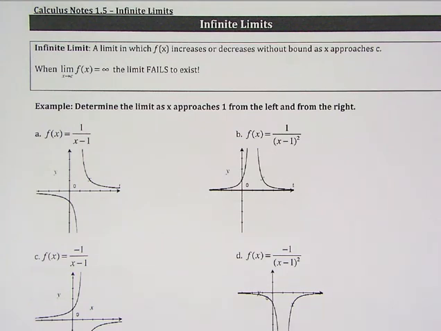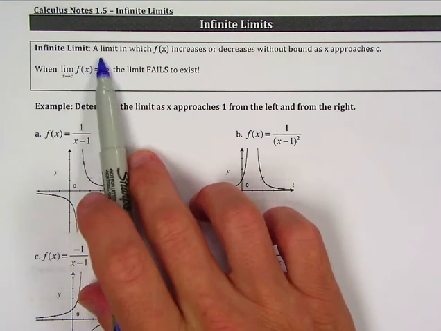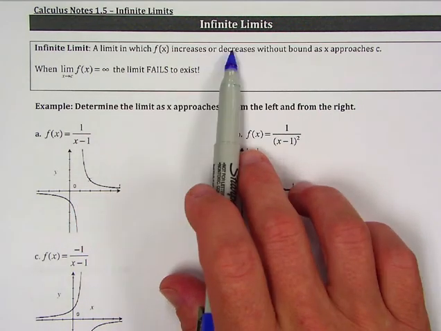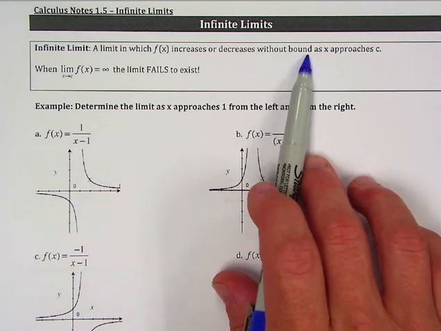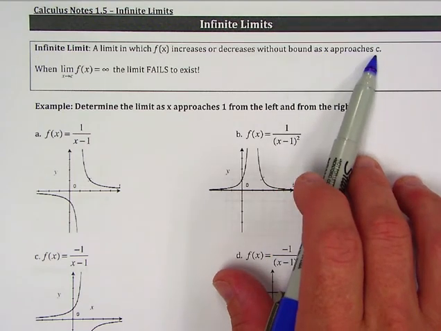This is 1.5. Today we're talking about infinite limits, and this lecture is going to round out our first chapter here. So for an infinite limit, we're not going to do the formal definition, we're just going to look at an informal definition so that we can understand what we're talking about. It's a limit in which f of x increases or decreases without bound as x approaches c.